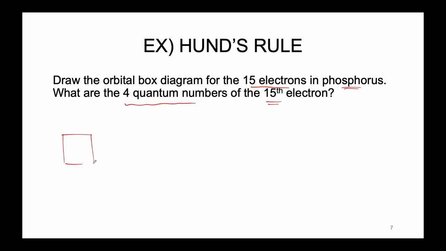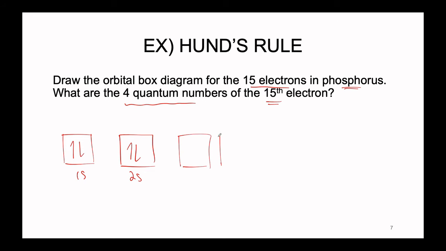So we are going to start with the lowest of the low, the 1s orbital. We're going to take 2 electrons, put them into the box. After that, we have the 2s orbital. Similarly, we're going to take 2 electrons, put them into this box. So far, we have placed 4 of the electrons, and we have 11 left.